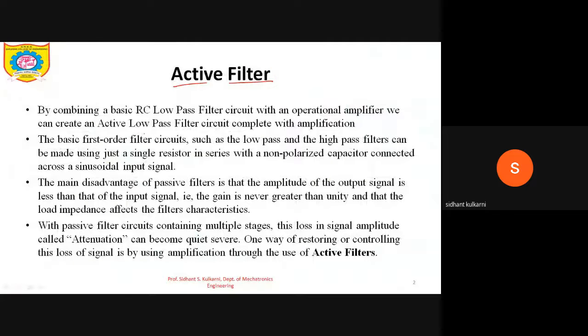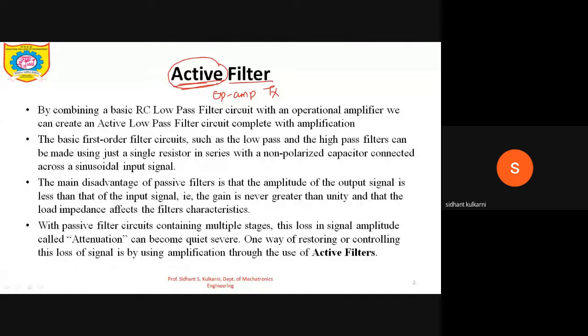I was talking to you about active filters, and as I told you, there are basically filters of low pass, high pass, band pass, and band stop. The active filter, the name itself indicates filtration with an active reactive component. The active component can be an op amp, a transistor, a diode, it can be anything. So the filters which are used in combination with the active components form the active filter.